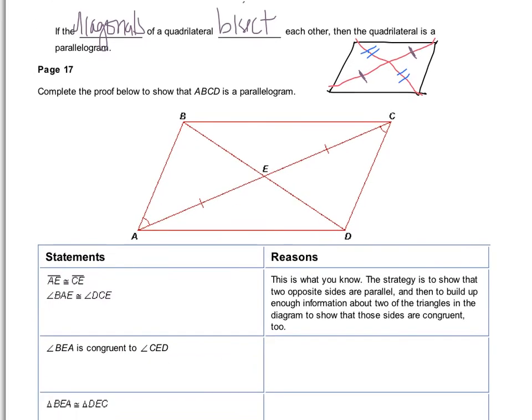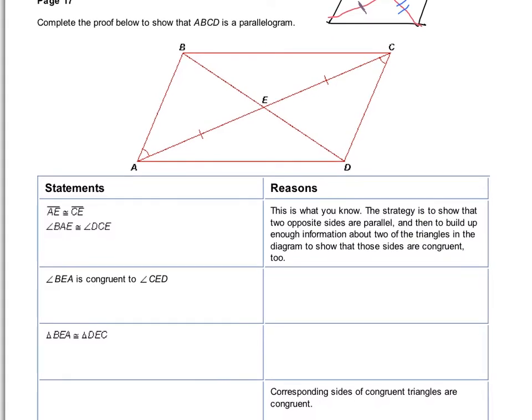So we're supposed to complete the proof below to show that ABCD is a parallelogram. So we have to look at what we're given. Well, the first thing we're told is we're given this little mark here and this little mark here. So what we know is that AE is congruent to CE. That's what this first step says. The second thing we're told is that this angle and this angle are congruent, and that's what the second one says. BAE is congruent to CDE.